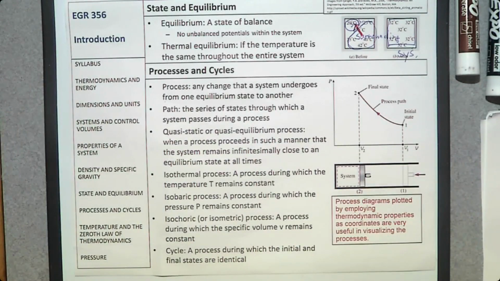Then there are 3 common processes that we are going to study in thermodynamics. The first one is isothermal process, which means that temperature remains constant. The second one is isobaric process, a process when pressure P remains constant. Isochoric process, a process when the volume V remains constant.